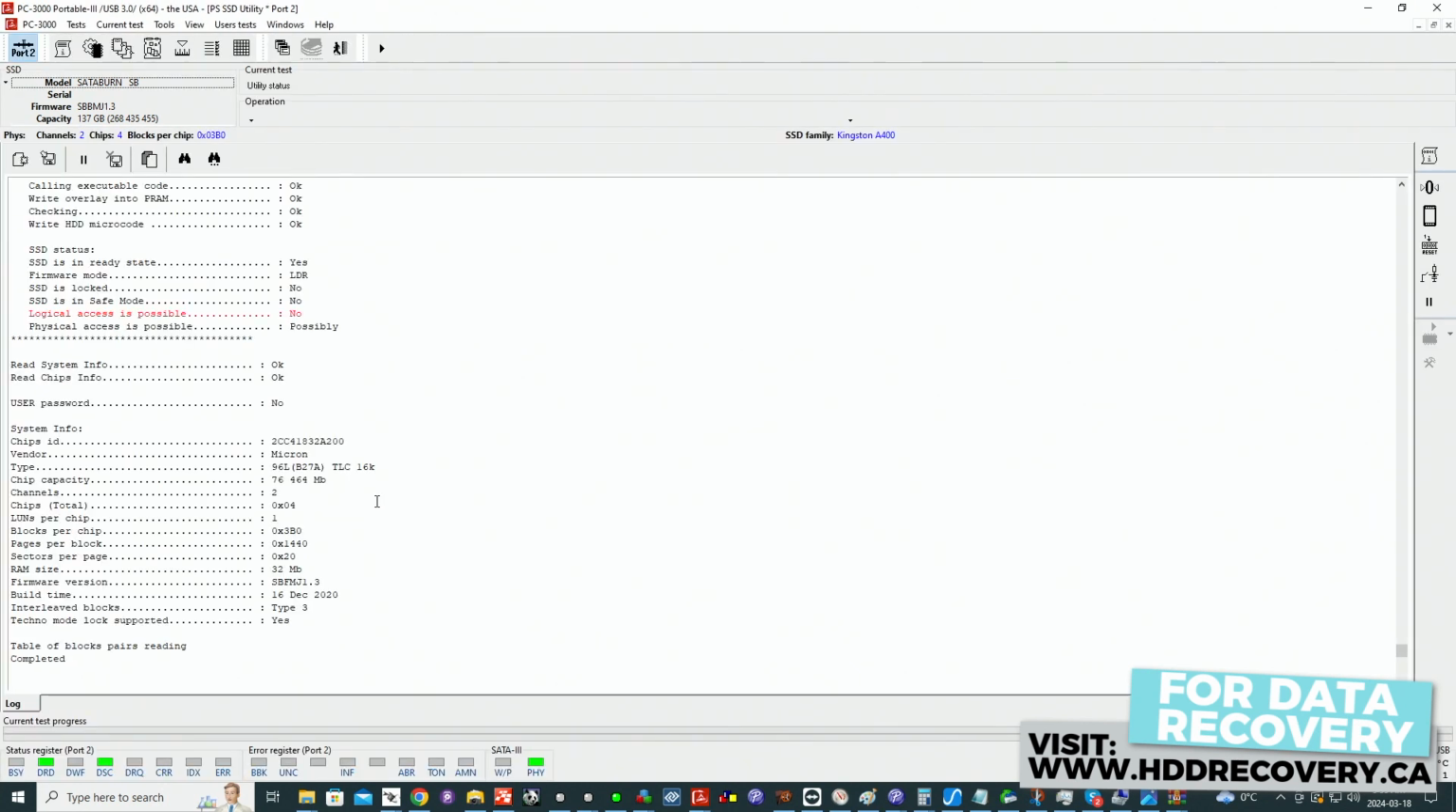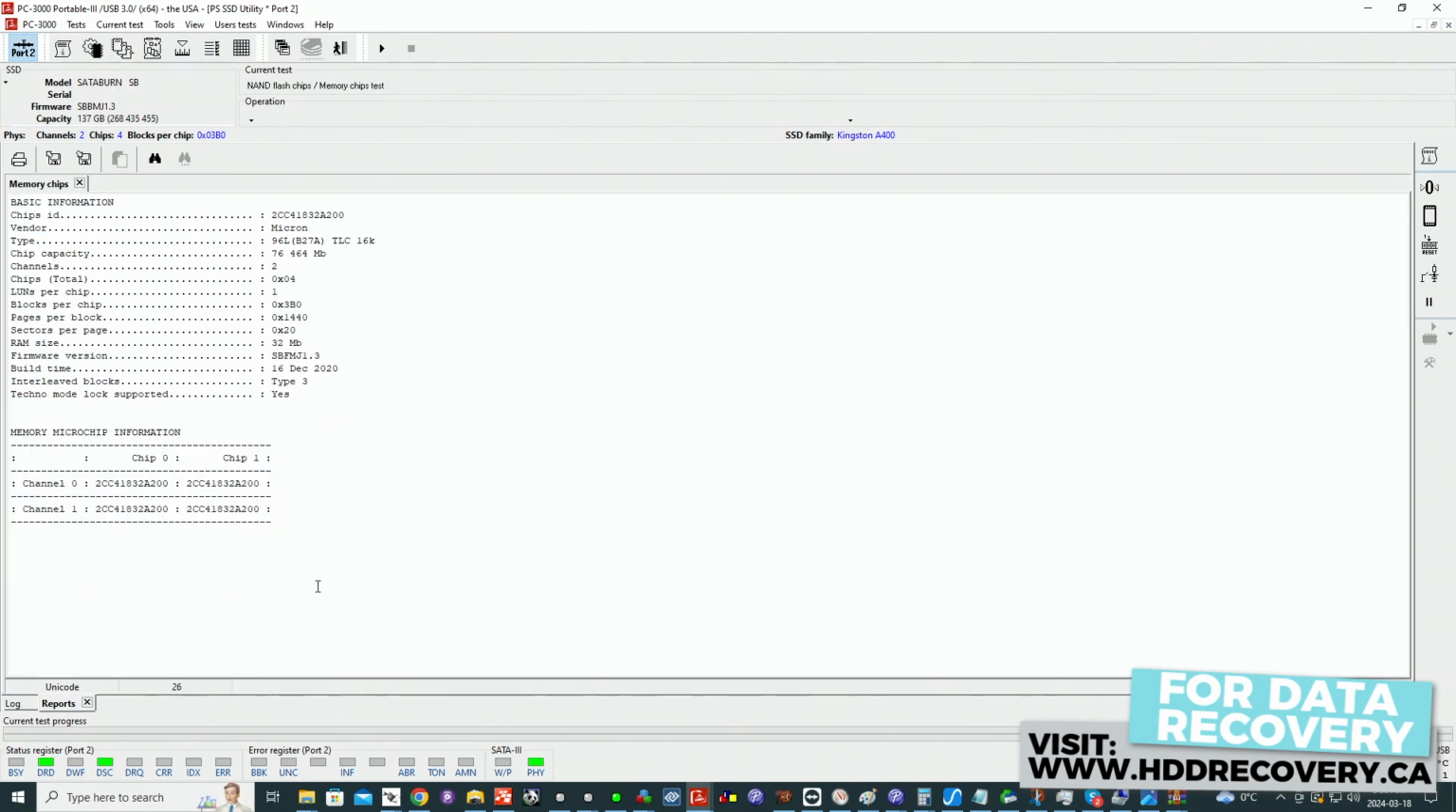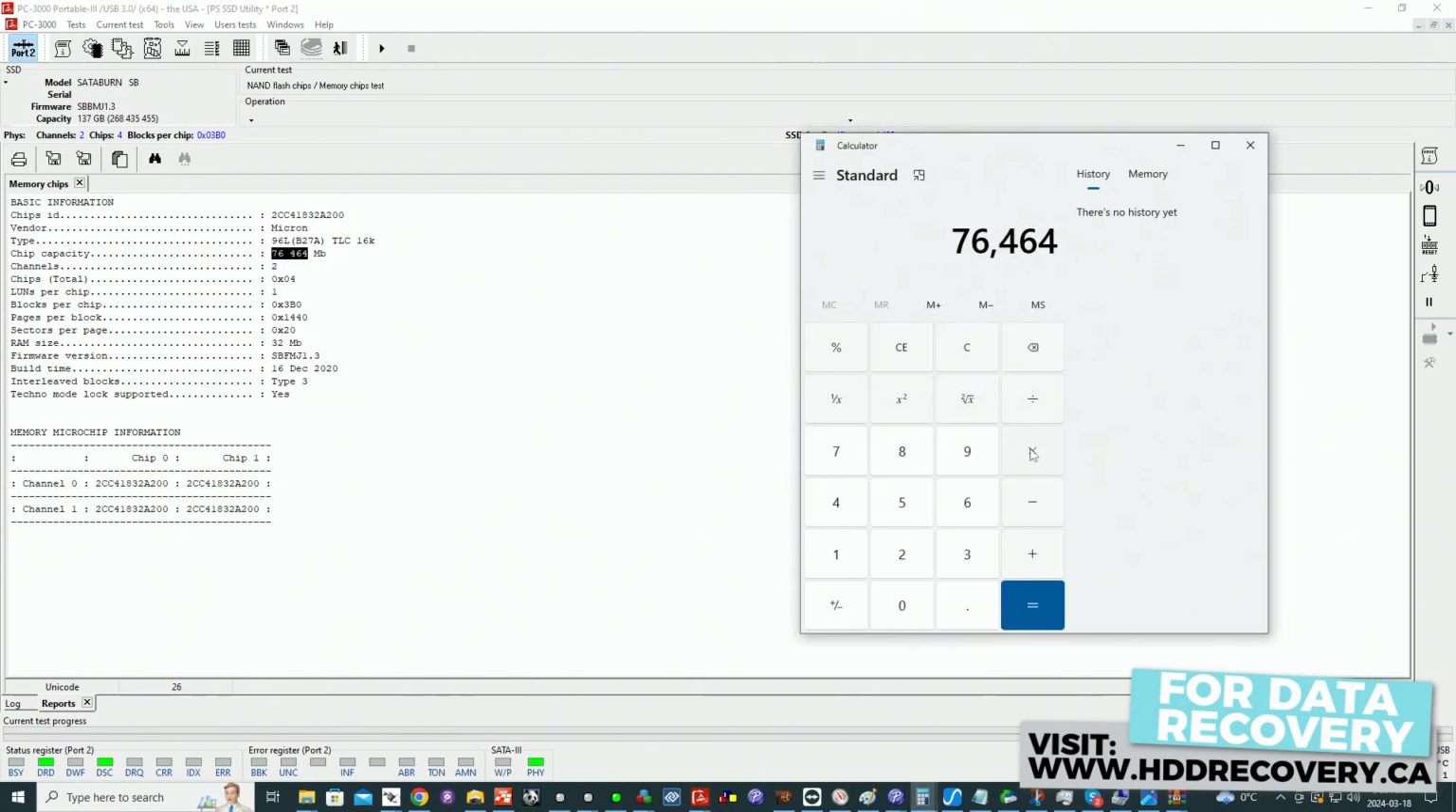Now, at this point also, now that our loader is in, we can go into NAND flash chips and do a memory chip test. That's what I would do before building any translation. This test shows that we have two chips. Each has two channels.